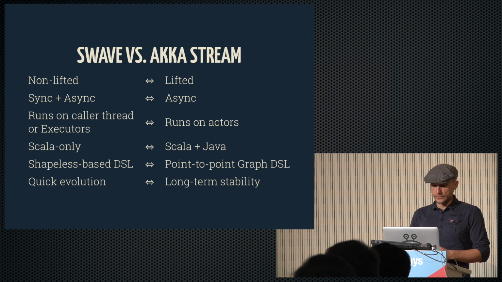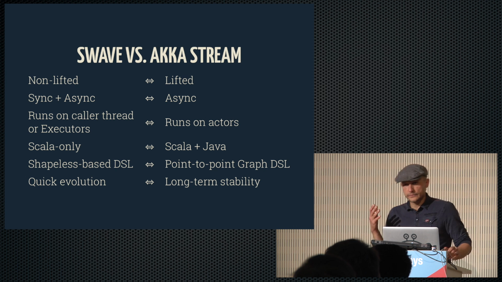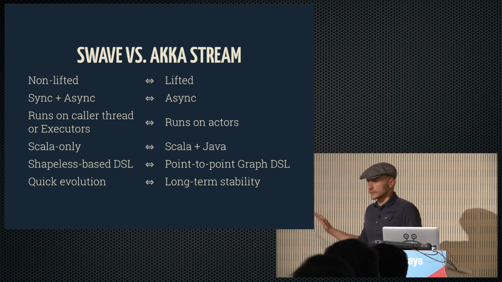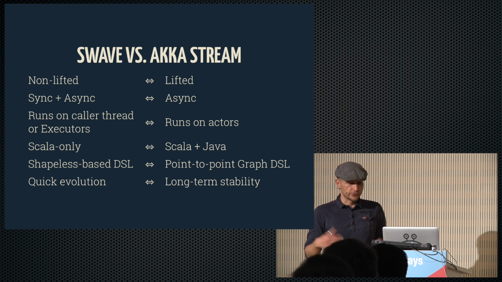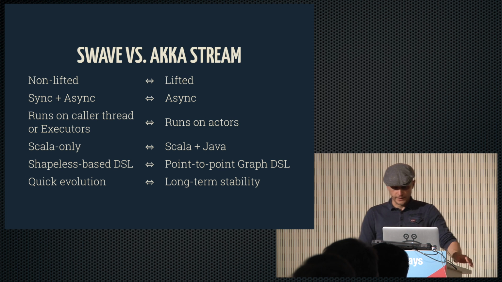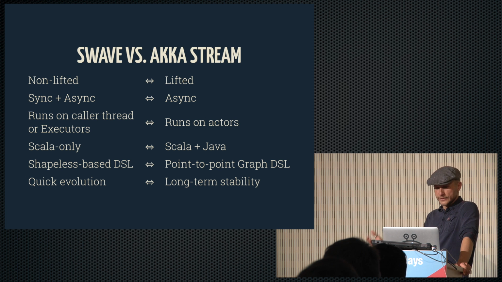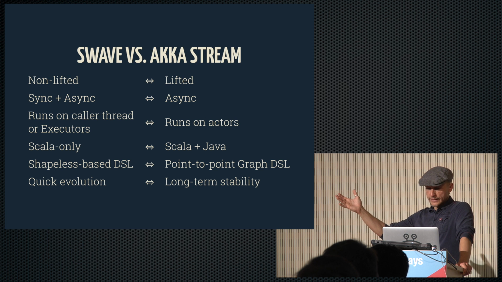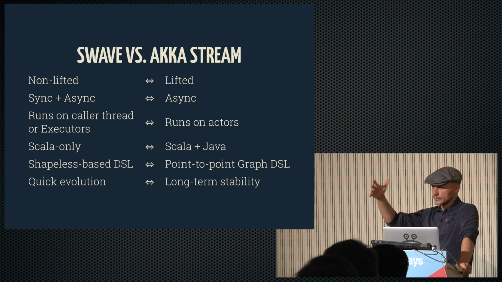Akka Stream runs on actors underneath, which of course run on executors, and Swave runs either on the caller thread or on executors. Swave is Scala only, so there's no Java side, which has benefits. Not to everyone, but especially for the maintainers, it has certain serious benefits. The DSL is shapeless based for Swave. On Akka Stream, we currently have a combination of a fluent DSL and a graph DSL.